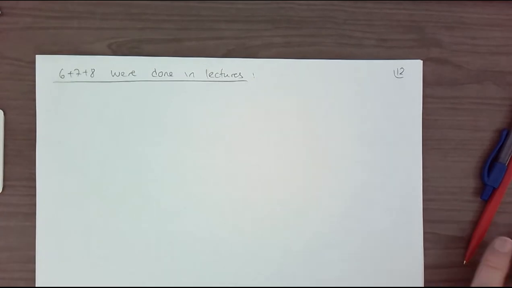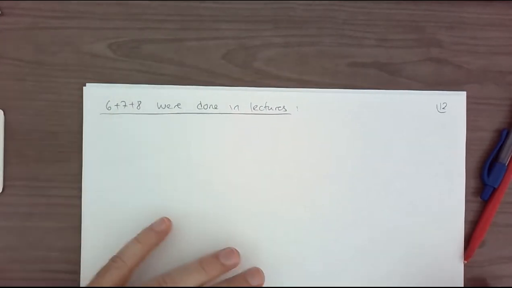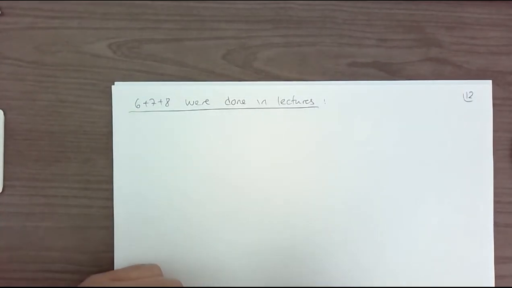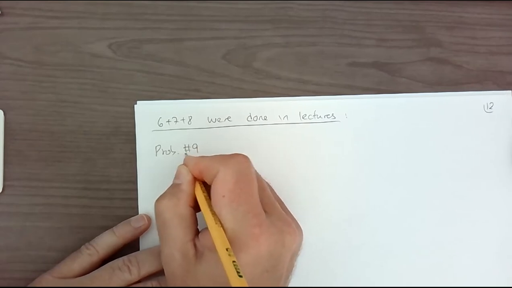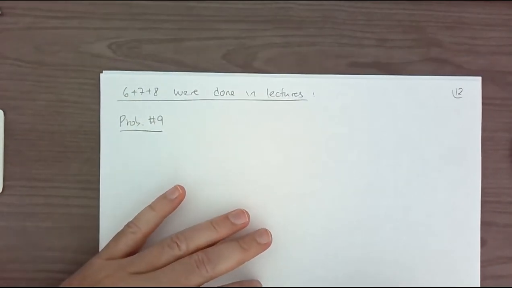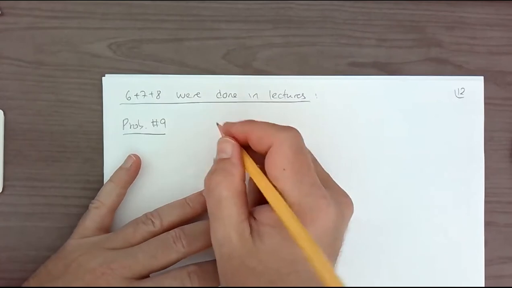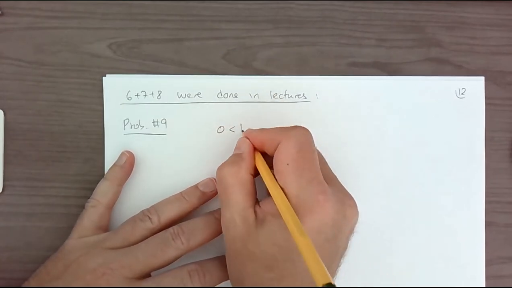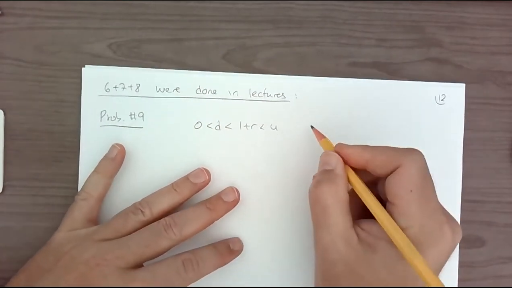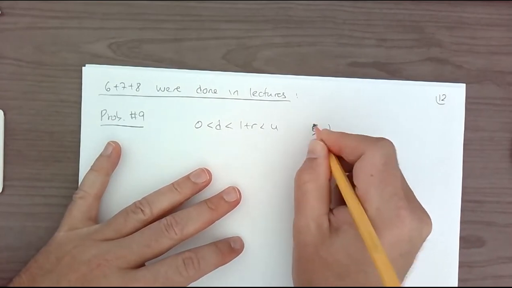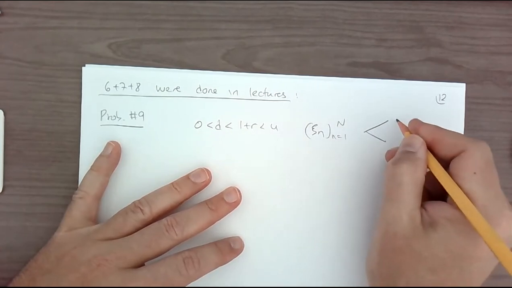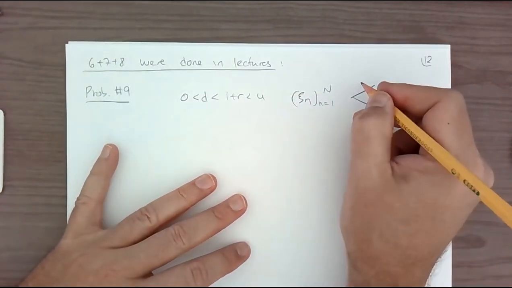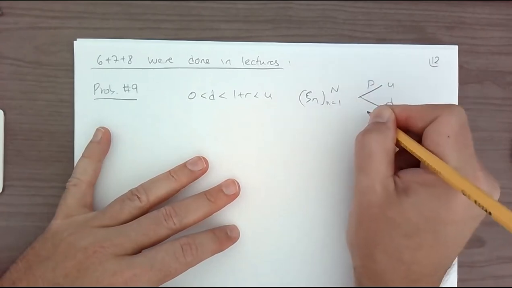So problem number 9, this one also looks familiar. I'm not sure we did exactly this one in the lectures, but pretty close. What we're looking at in number 9 is a binomial model, and we always have the property that d is less than 1 plus r is less than u, and so we have a multi-period binomial model. We have these Bernoullis, u and d. You go up with probability p and down with probability 1 minus p.